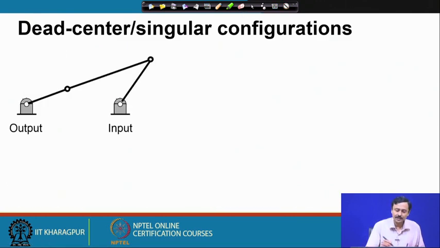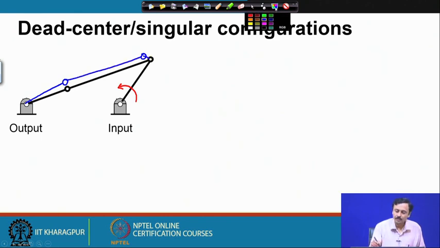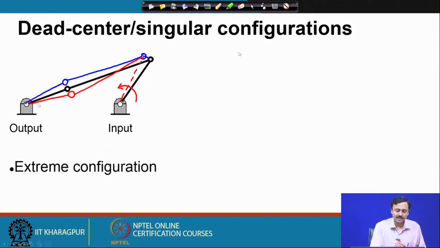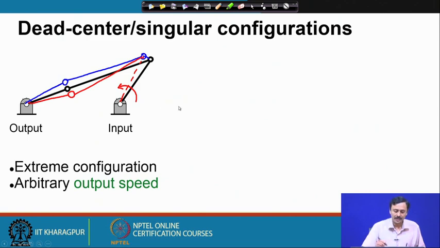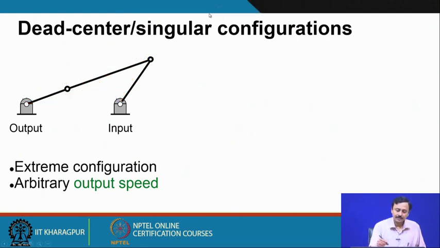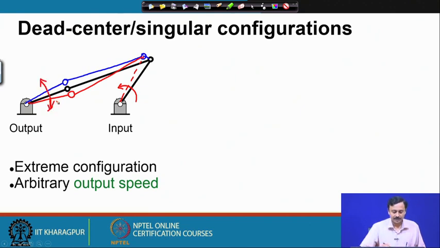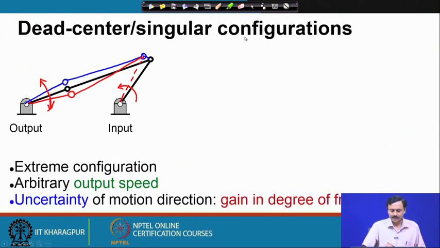Same thing here. Suppose I try to move this, I can have two possibilities. This can go slightly like this, or it can go slightly to this side as I move the input. So, this black configuration was an extreme configuration. This input cannot move in the clockwise direction at the extreme configuration. But this can have an arbitrary speed. And again, this uncertainty in motion.